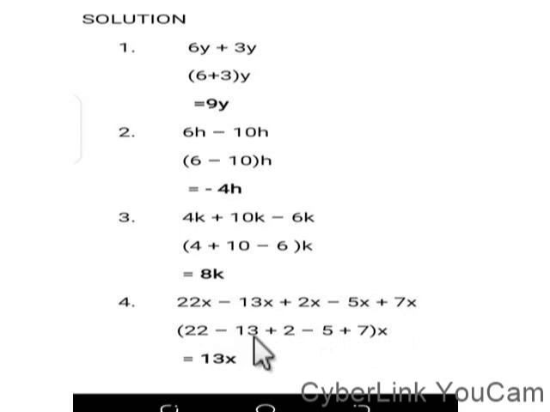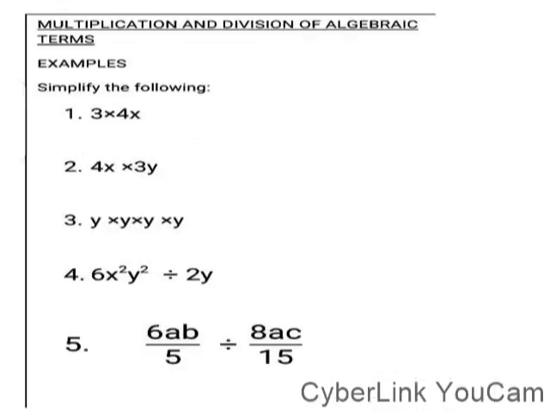Alright, so number 4, 22x minus 13x plus 2x minus 5x plus 7x. 22 minus 13 will give us 9. 9 plus 2 will give us 11. 11 minus 5 will give us 6. Then 6 plus 7 will give us 13. That will be 13 what? X, because they all share x as a similar term. Alright, so we move to the next outline.